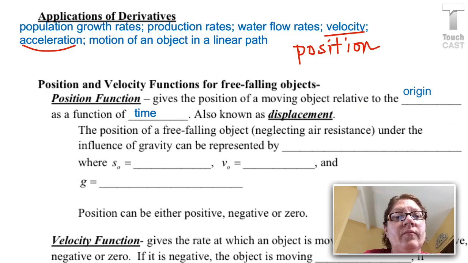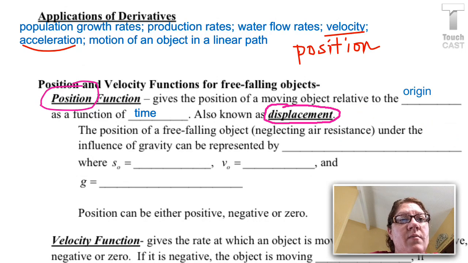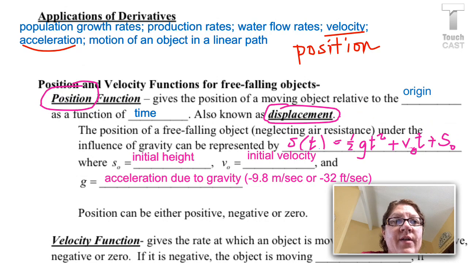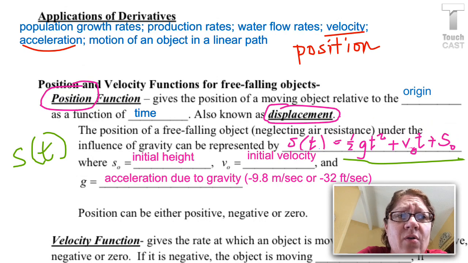So the first one, position, talks about where an object is relative to the origin as a function of time. And you might have heard this in your physics class. It's also known as displacement. Position is represented by s of t, that's our notation, and will be all year. We'll always use s of t. And so I have this fancy formula, which you won't actually have to memorize, but when it's given to you, you don't have to know what it stands for.